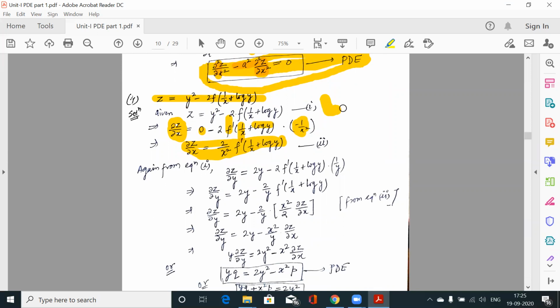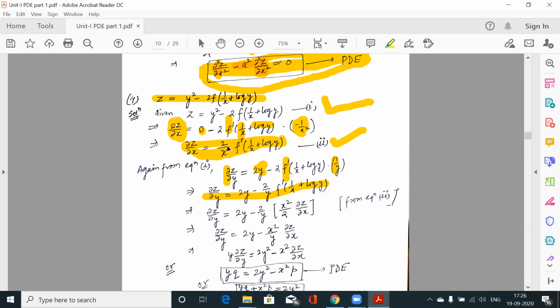Again differentiating equation 1 with respect to the second independent variable, that is y. So del z over del y is equal to y square, differentiation is 2y, f differentiated gives f dash, and 1 by x gives 0, log y gives 1 by y. I assume this is known to you, how to partially differentiate any equation. This is partial differentiation only. And because equation 2 includes f dash, we can get the value of f dash from this equation.